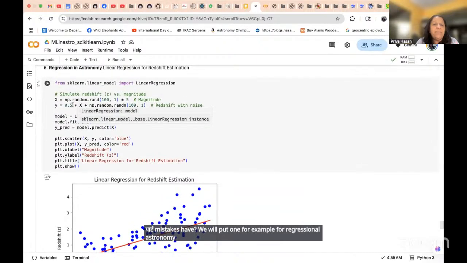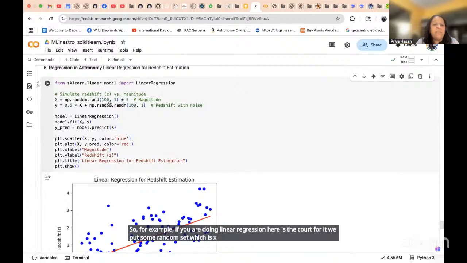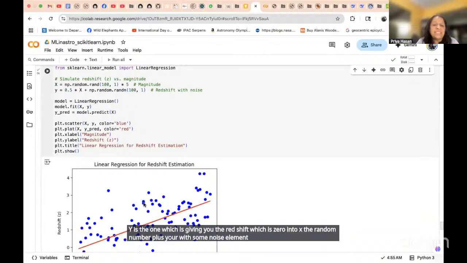So for example, if you're doing linear regression, here is the code for it. We've put in some random set, which is X, giving you 100 points, with 5 magnitude, right? While Y is the redshift, which is 0.5 times X, the random number, plus some noise element, because you want a scatter. Otherwise, I would have a perfect line fit.